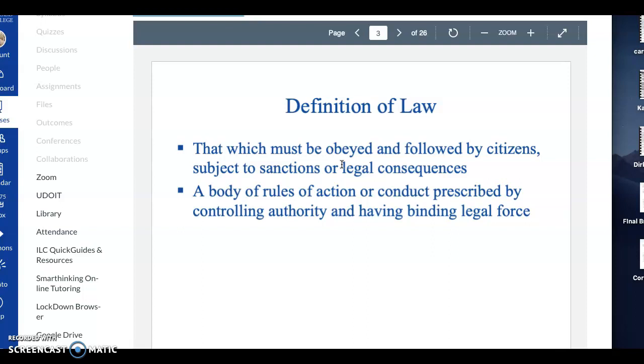A body of rules of action or conduct prescribed by controlling authority that have binding legal effect. So we want to make sure that we understand that there has to be a law that's broken to have some sort of consequence. Just because you don't like the reaction or the outcome doesn't necessarily mean an individual broke the law.